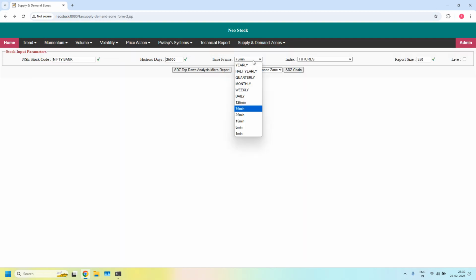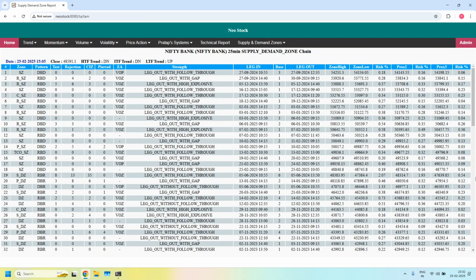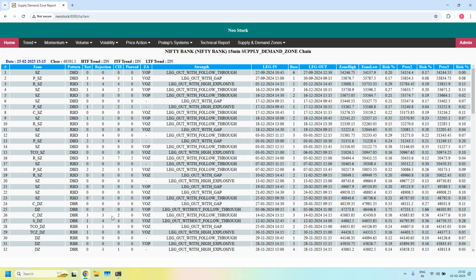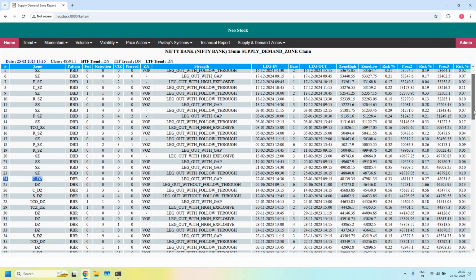Next, 25-minute supply demand zone chain for Bank Nifty. Nineteenth is the nearest demand zone for the current closing price. Next, 15-minute supply demand zone chain for Bank Nifty. Twenty-fourth is the nearest demand zone to the current closing price. Let me put it in the center.